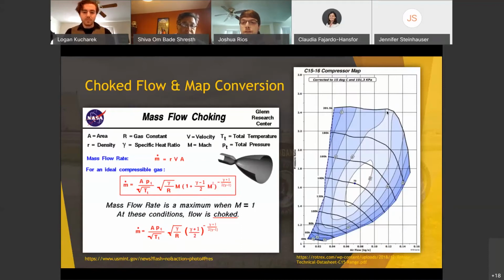The overall average choked mass flow rate for our forced induction system was found to be 8.8 pounds per minute. This gives us a target mass flow rate for our forced induction system, a way of screening out turbochargers and superchargers that will not work based on the flow rates found on their compressor maps.